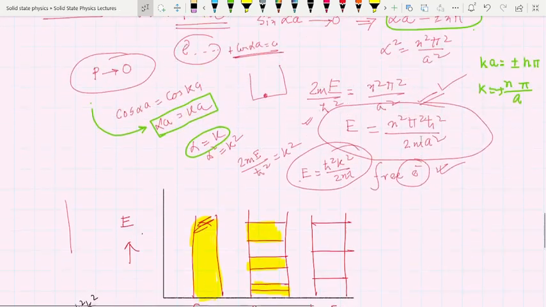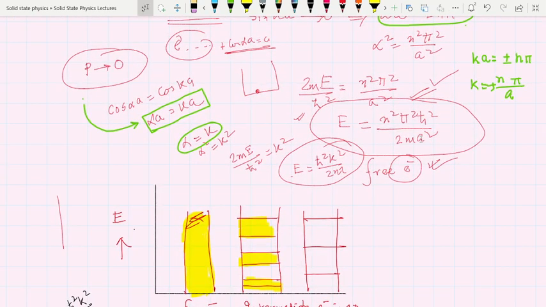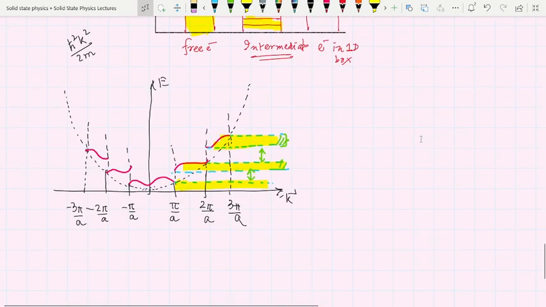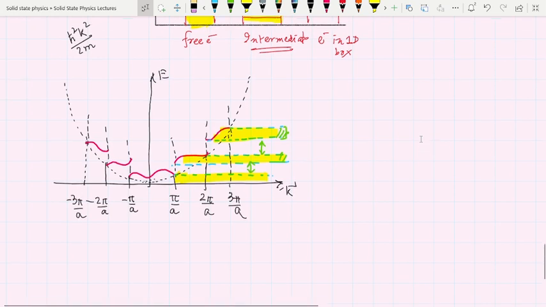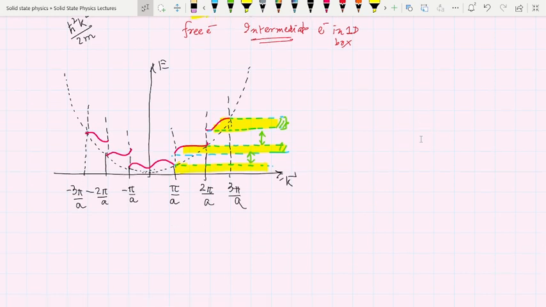And the mathematical formula of the Brillouin zone can also be generated from k equals plus minus n pi by a, that I have shown here. Now let us move on to the next thing, the number of possible wave functions in a band. That is, if we concentrate on a single band, the number of possible wave functions within the band.